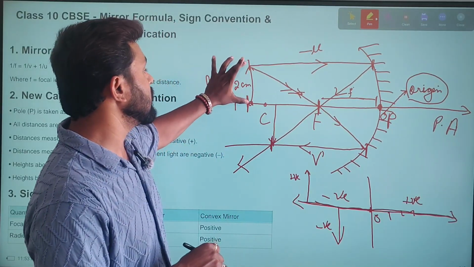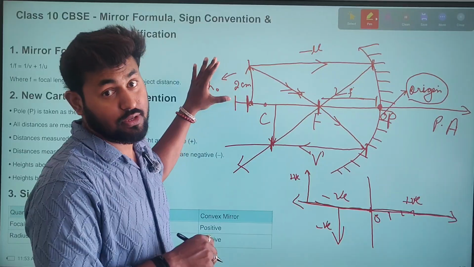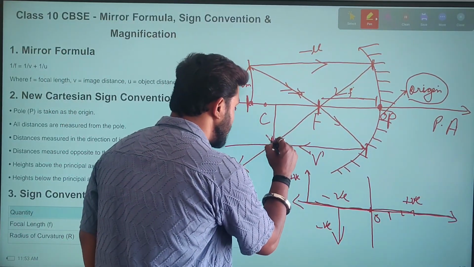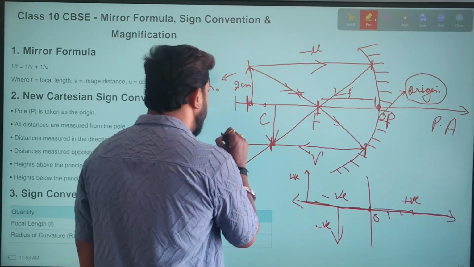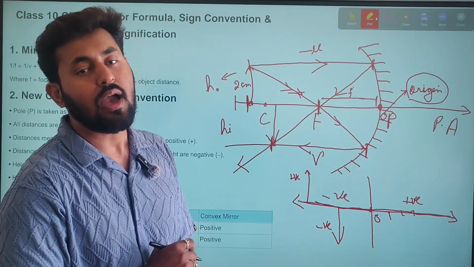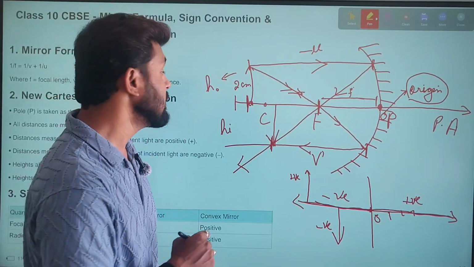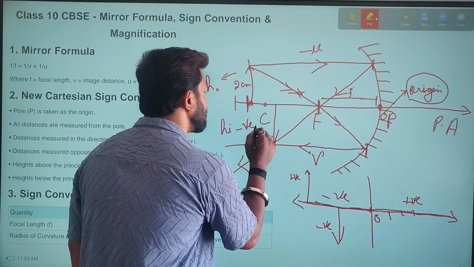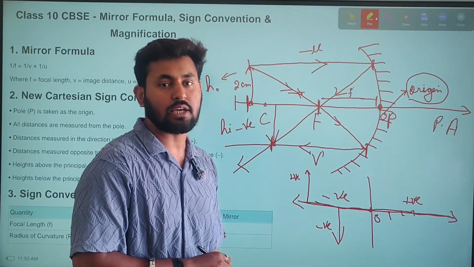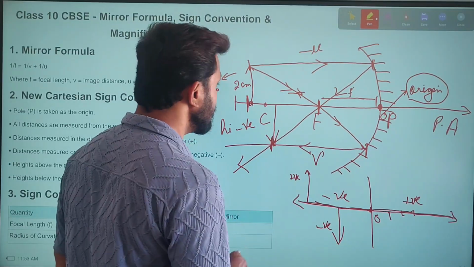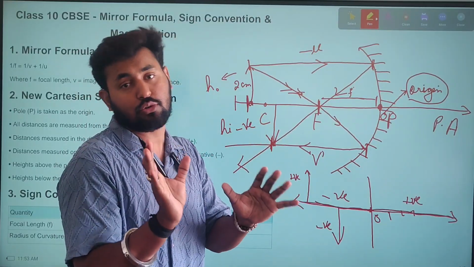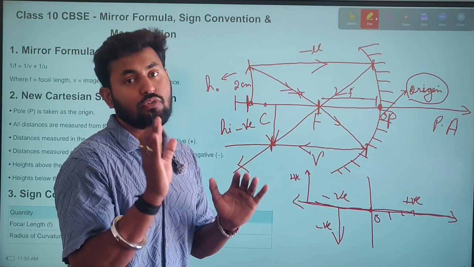Now the height of an object is positive. Height of the object is positive. But you will see the image is inverted. Hence the height of an image, which is represented by small h i, is taken as negative because it is inverted, as I have shown you over here. Now I hope you can make this diagram so that everything will be visible and clear to you, and you can draw it on your own so that you will understand properly.